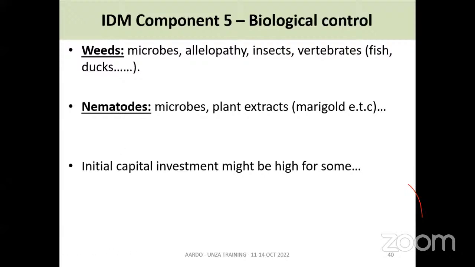So like I said, your first is preventative in IDM or integrated weed management.